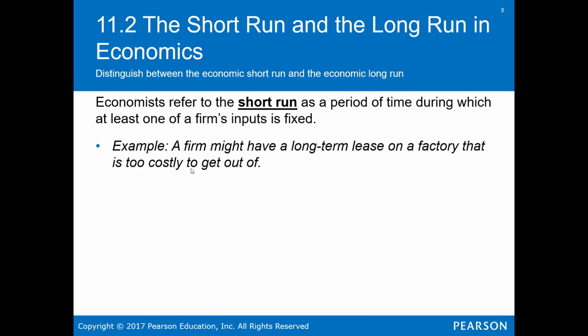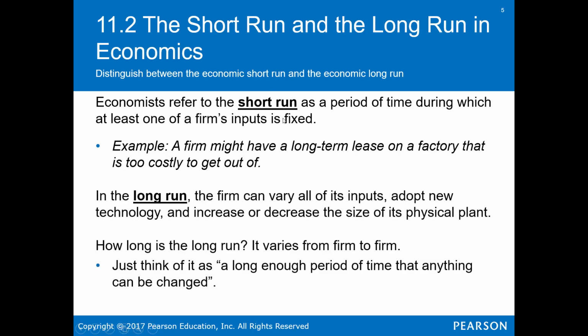So economists refer to the short run as a period of time during which at least one of the firm's inputs is fixed. A firm might have a long-term lease on a factory that's too costly to get out of. But in the long run, a firm can vary all of its inputs. So in the short run, something is fixed. In the long run, everything varies. They could adopt new technology, increase or decrease the size of its physical plant.